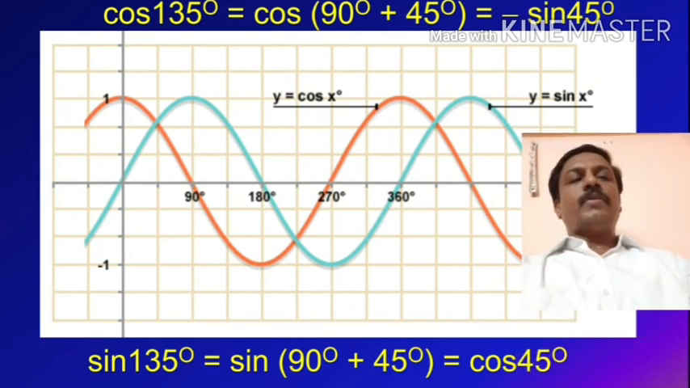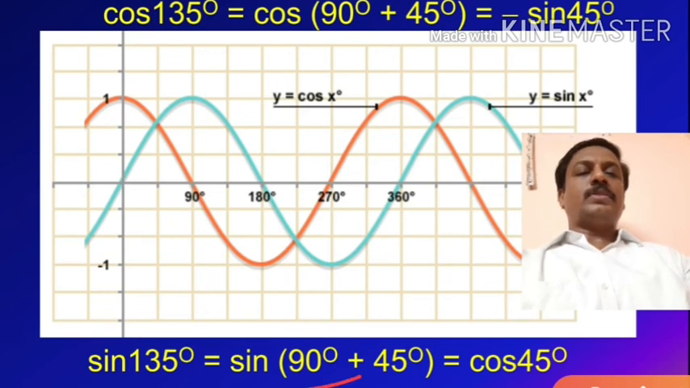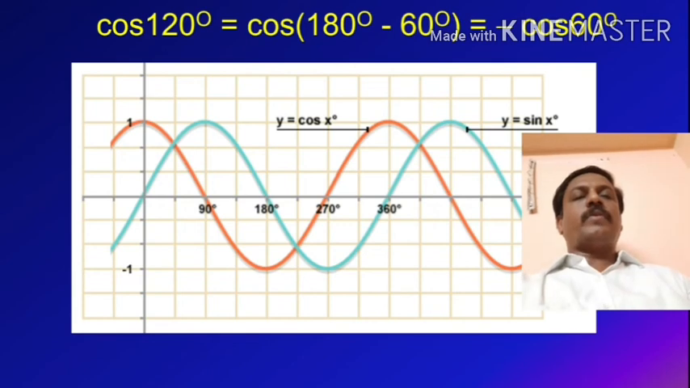Similarly, sine of 135 can be written as sine of 90 plus 45. Again here, when the angle is 90, sine changes to cos. But 90 plus 45 comes in the second quadrant. In the second quadrant, sine value is positive. So here we get plus cos 45. Now cos 120.